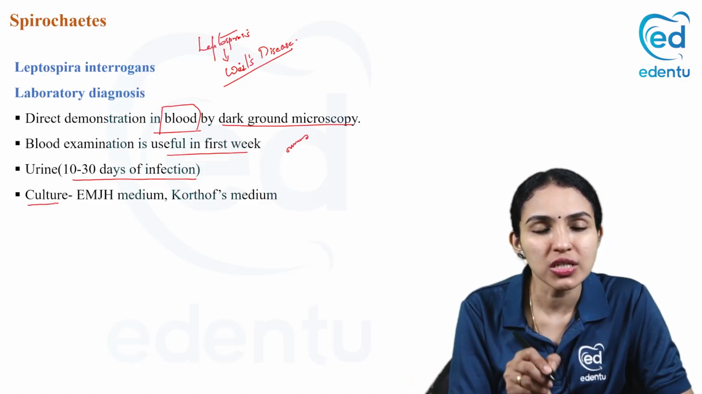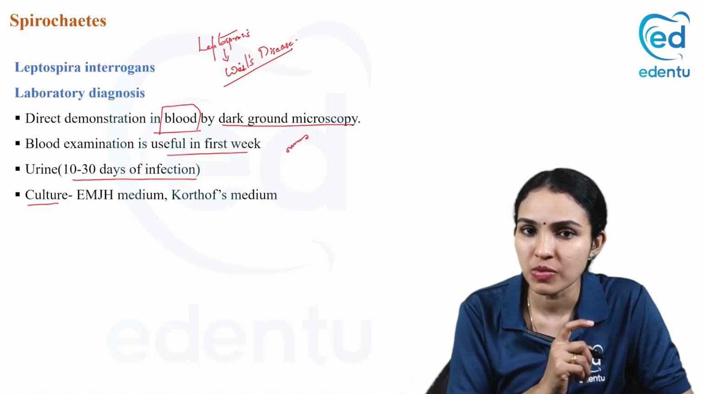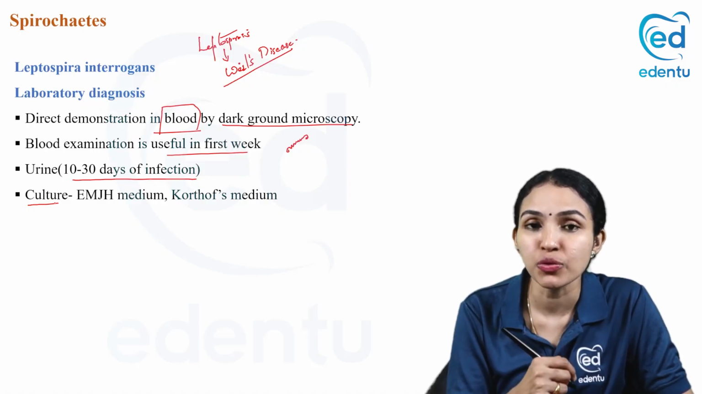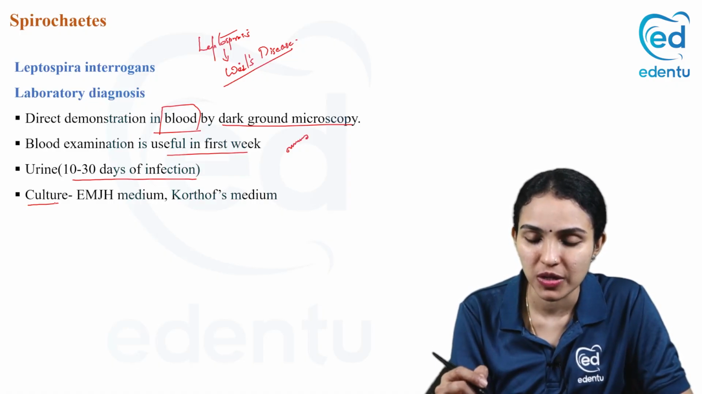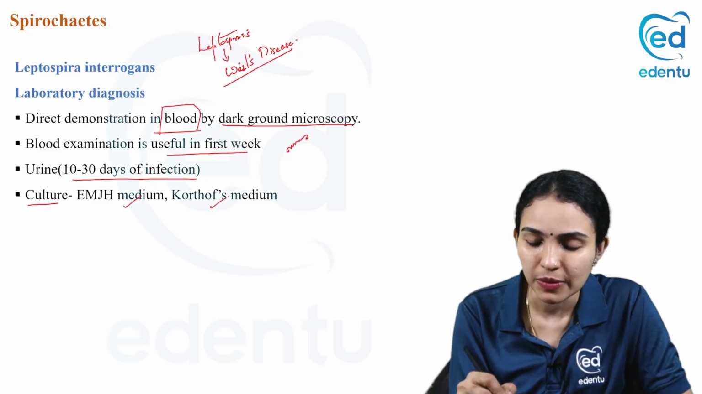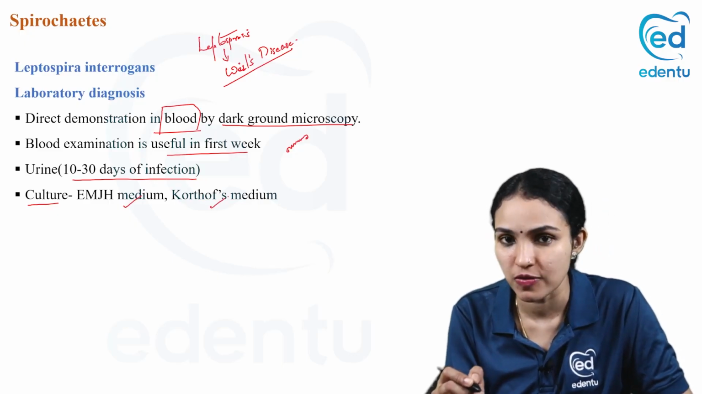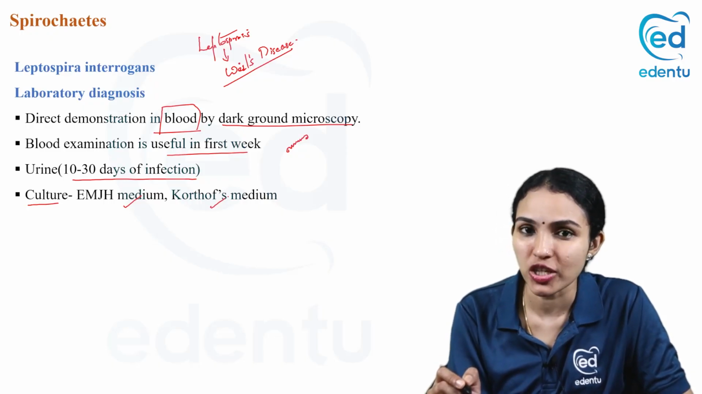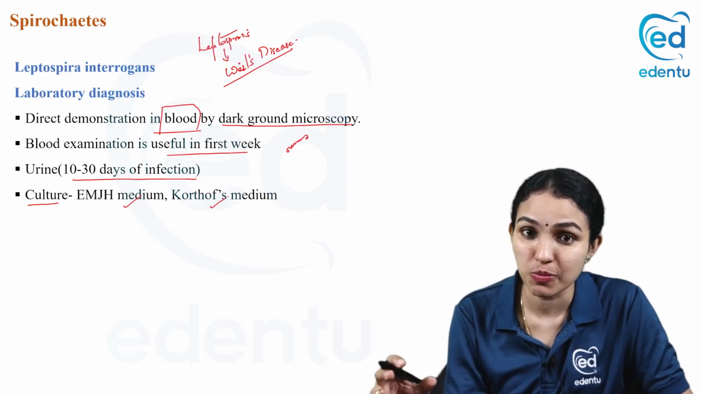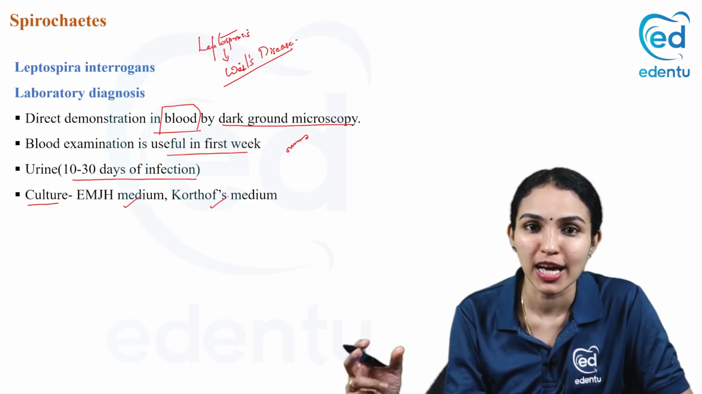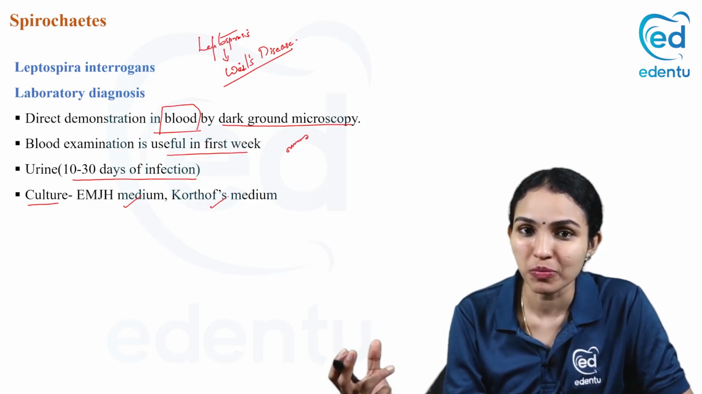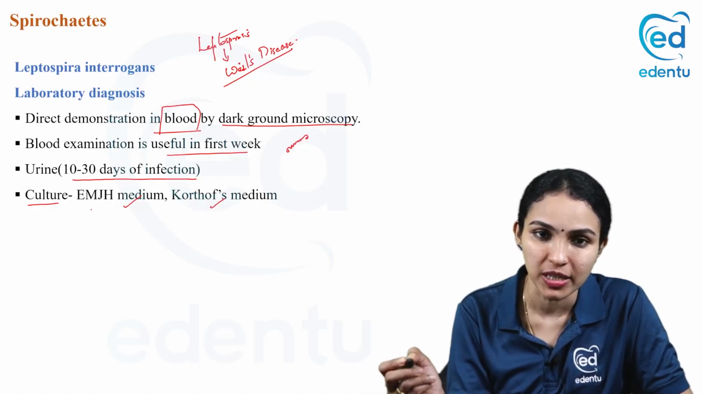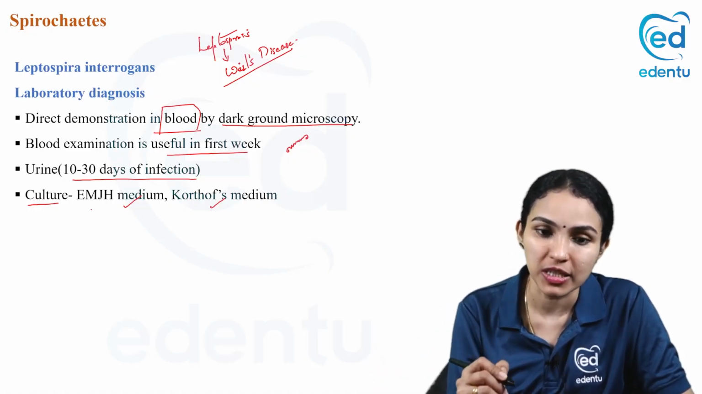And you can do culture in some special medium. Unlike Treponema, which cannot be cultivated in any kind of artificial media, and as we have seen in Borrelia, you can use a special medium called modified Kelly's medium. Here we have two types of medium, EMJH medium and also Korthof's medium. So these two are the special media that we use for Leptospira. EMJH stands for Ellinghausen, McCullough, Johnson, Harris medium. Even if you can't remember the expansion, just remember the abbreviation EMJH medium. And another medium is Korthof's medium.